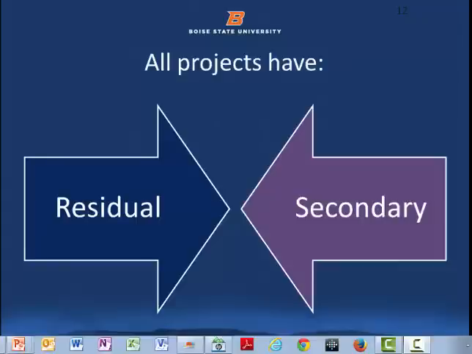The other one I find people need to understand is called secondary risk. If you address an area of your project and say you make an investment in some area and take funds or people from another area, that's called a secondary risk. You may have fixed one problem, but you may have induced a new problem. So all projects have these two demons, you might say, of residual risk and secondary risk.